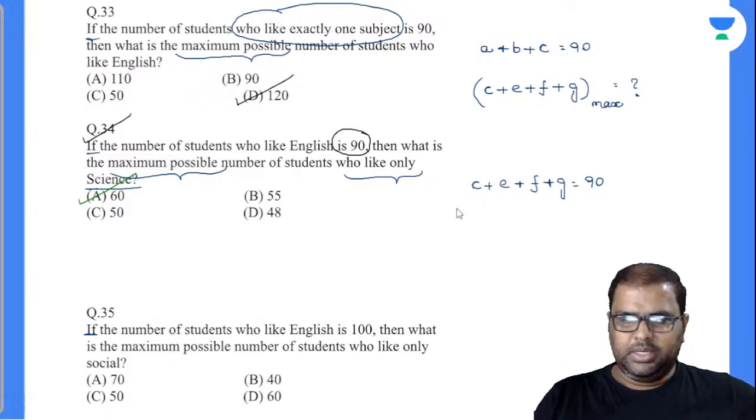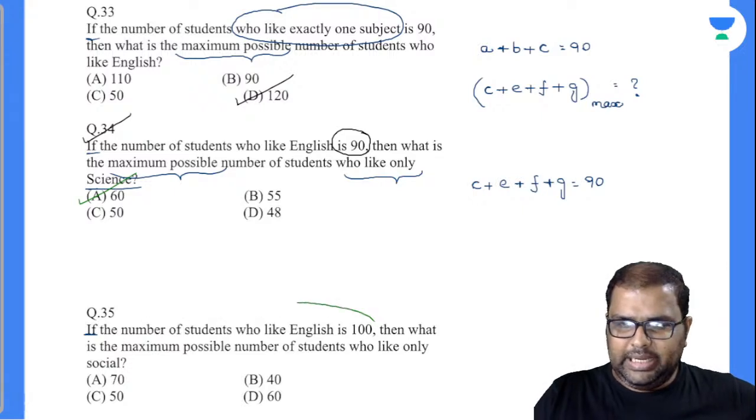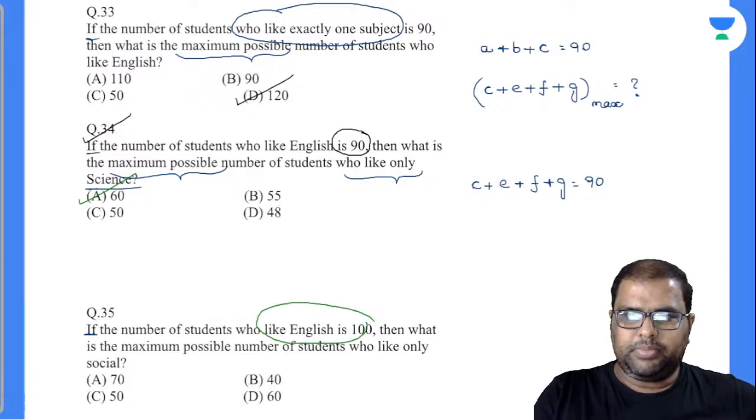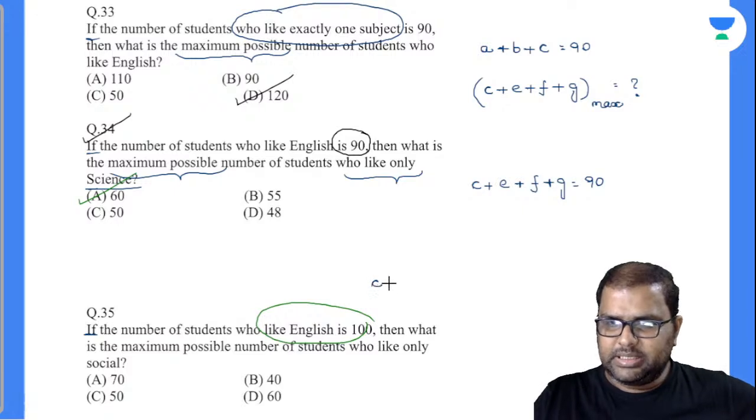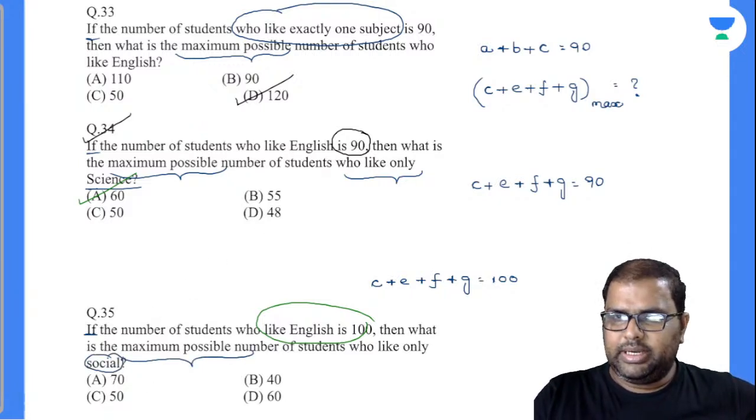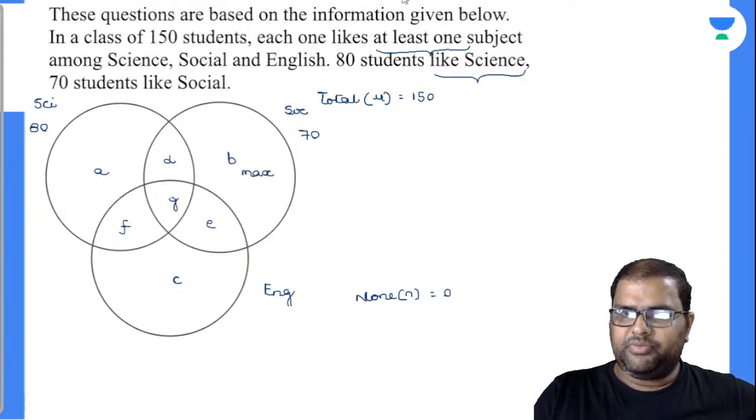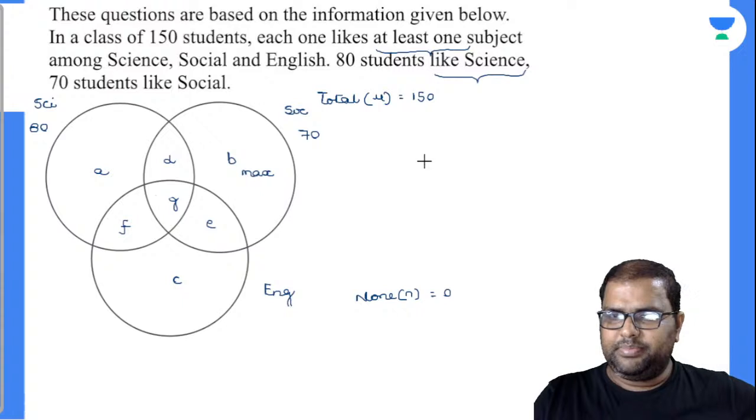Nobody? So the question there: if the number of students who like English is 100, the point given in this question is C plus E plus F plus G is given as 100. Then what is the maximum possible number of students who like social? I'll go back to the data there. Social means this is the question as max. So of course the remaining data is C plus F plus G.